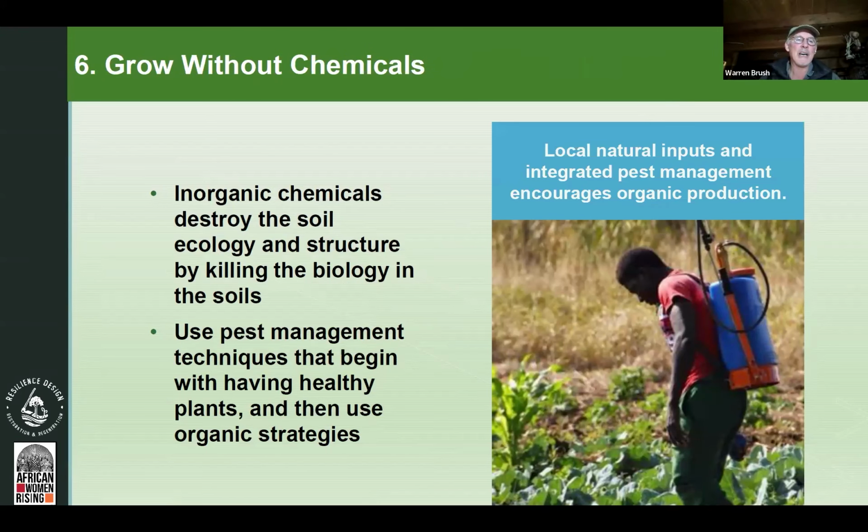growing without chemicals. I've been a commercial farmer for many years and never once used chemicals in a very profitable and large commercial system. There's no need for chemicals. In fact, inorganic chemicals destroy the soil ecology and structure by killing the biology in the soils.